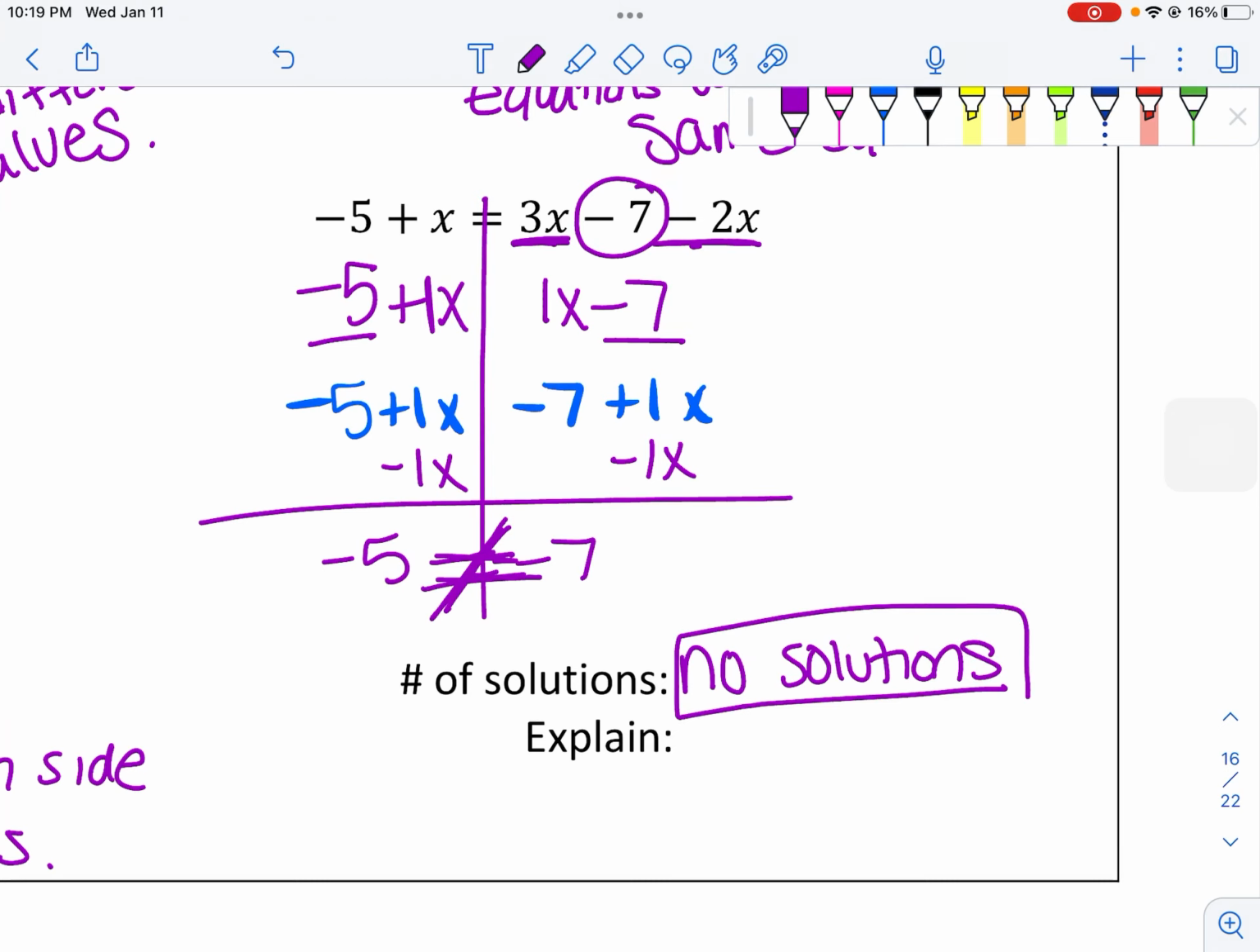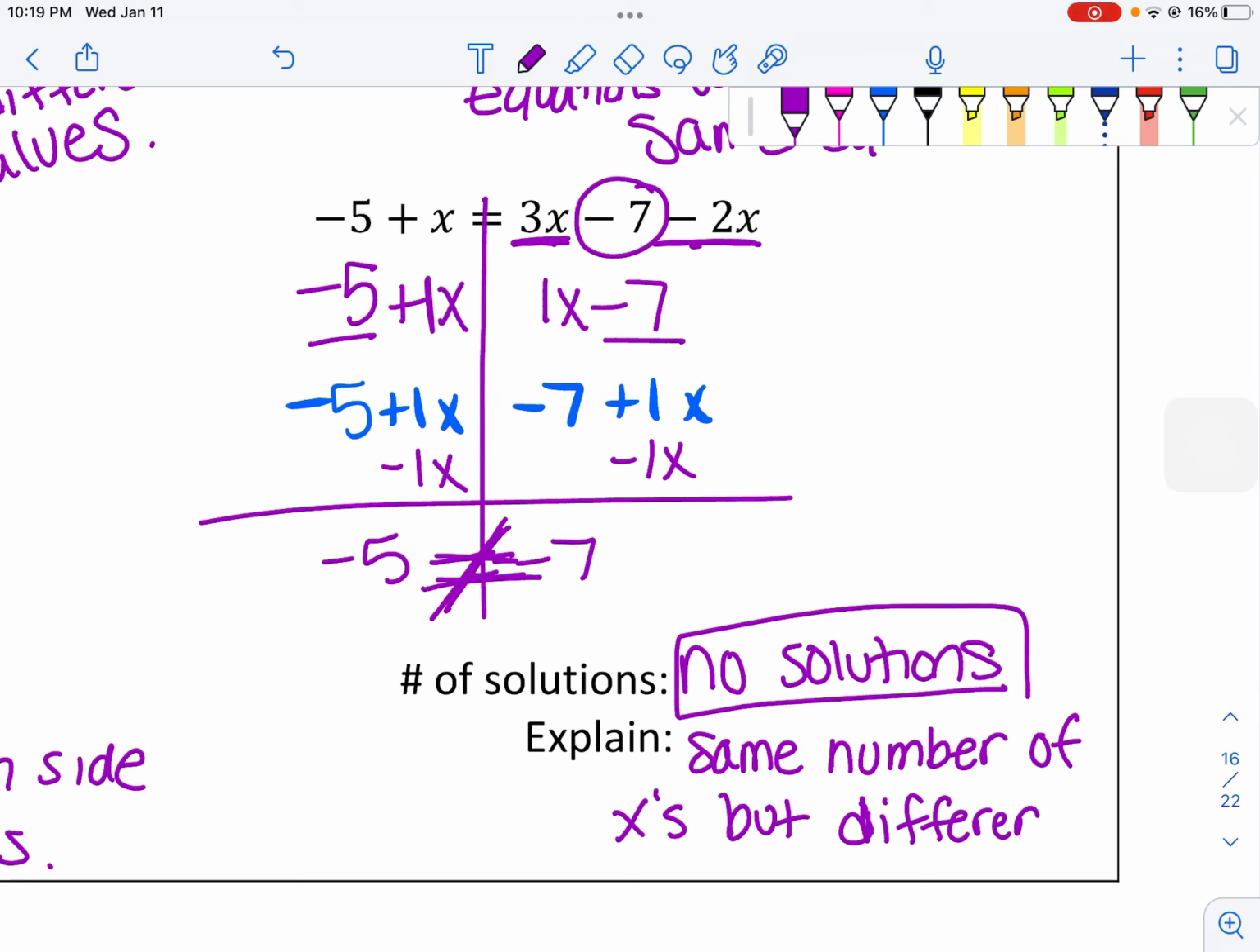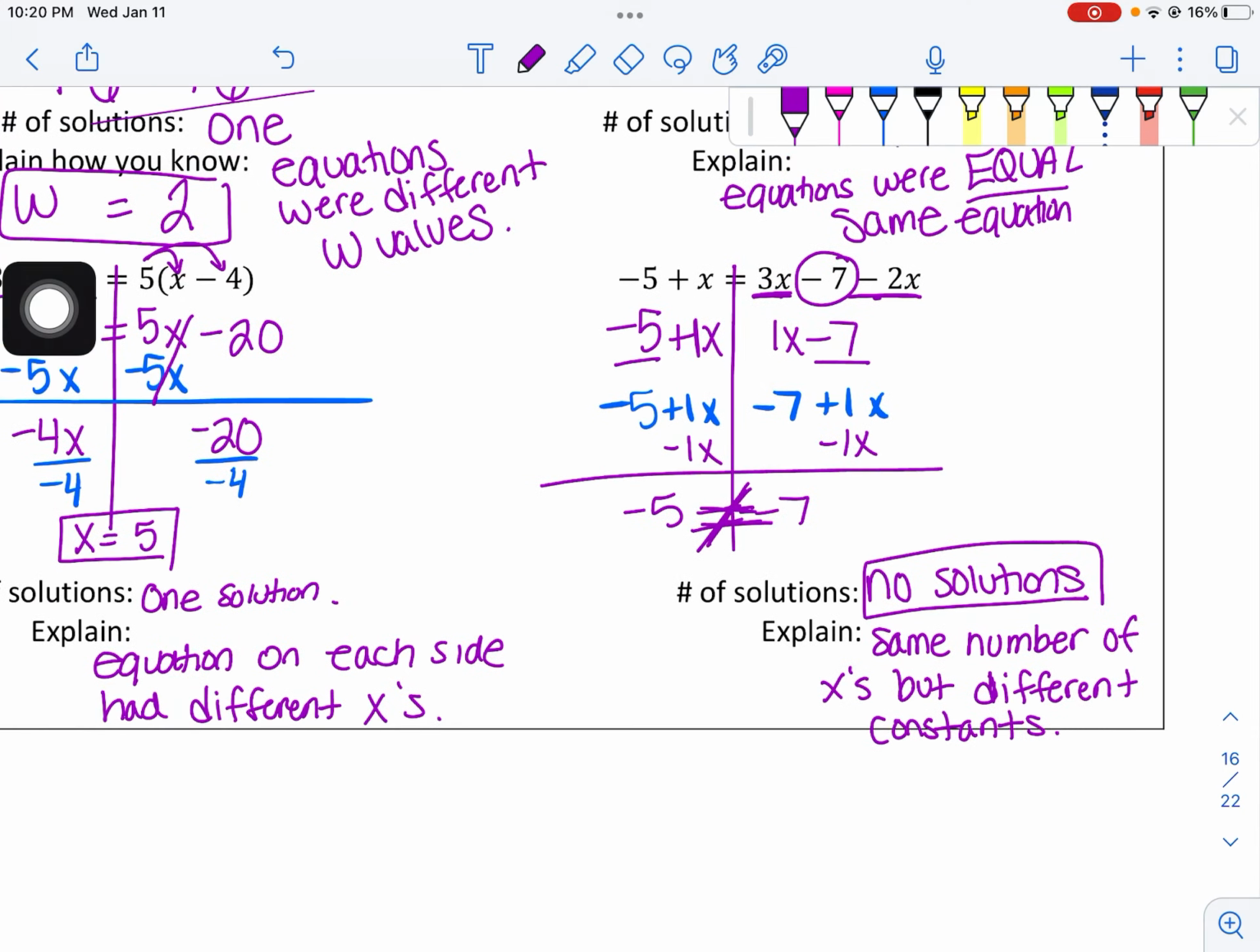And it's because the equations had the same number of x's, but different constants. Like the constant values, the 5 and the 7 were different, but the x's were the same. So that means no solution. And they were on opposite sides of the equal, so that's key as well.